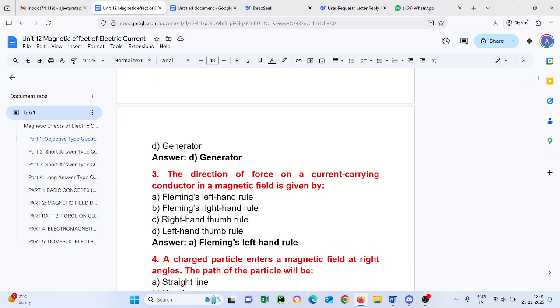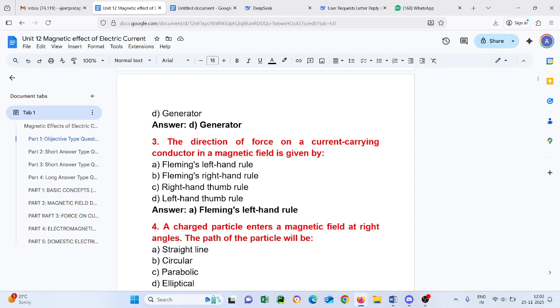Question number 3: the direction of force on a current carrying conductor in a magnetic field is given by A, Fleming's left hand rule, B, Fleming's right hand rule, C, right hand thumb rule, D, left hand thumb rule. The answer is Fleming's left hand rule.